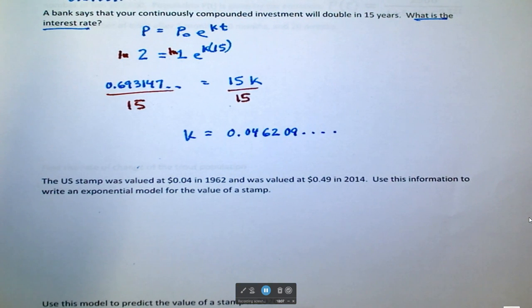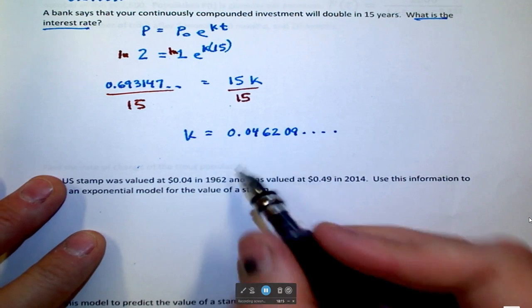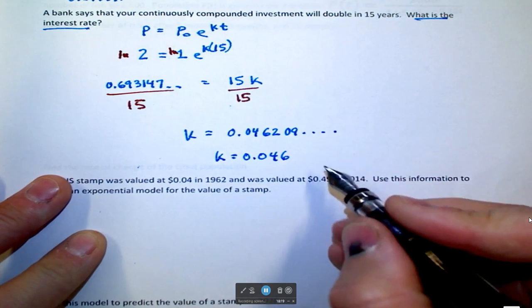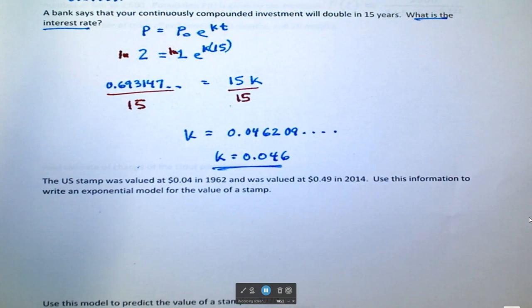How far we go will be determined by whoever's asking this question. We don't really care about that. You know how to round. Typically, these will be 3 decimal places. Pretty typical. Okay, so k would be what? k equals 0.046. Okay, now, here's the problem.